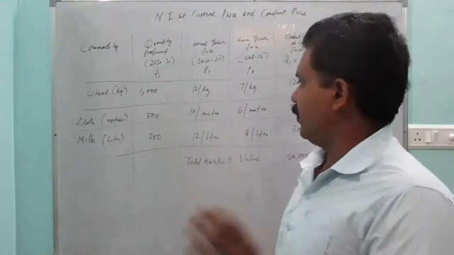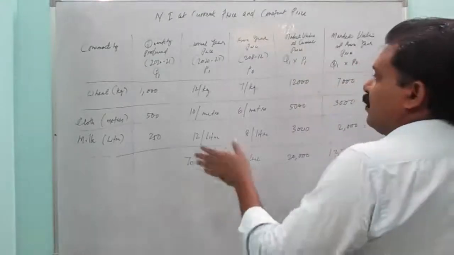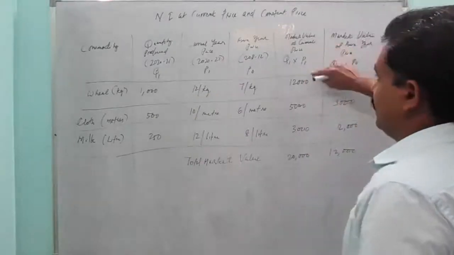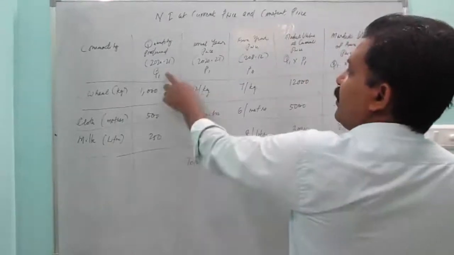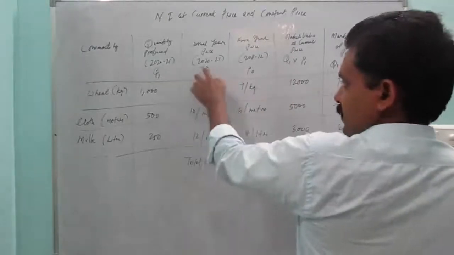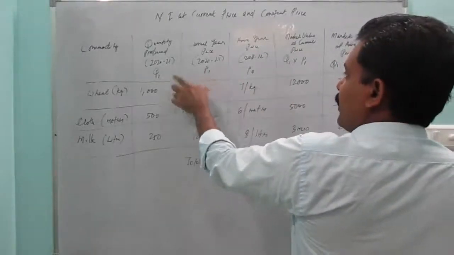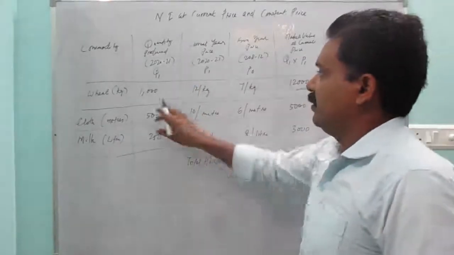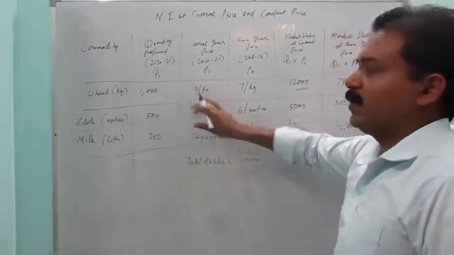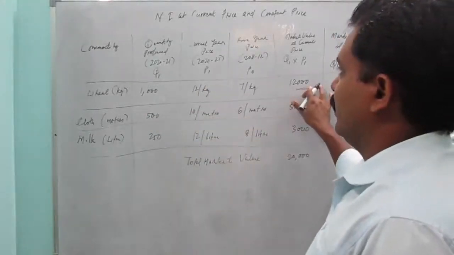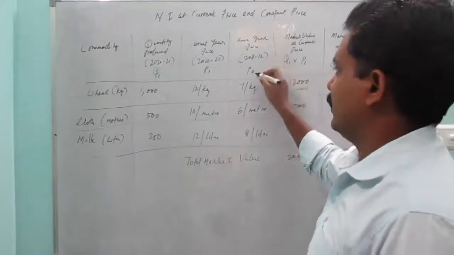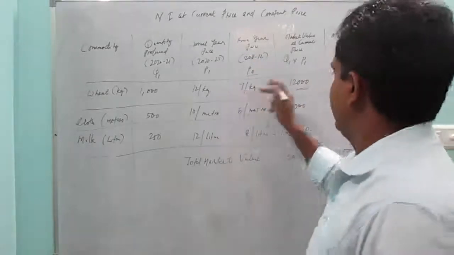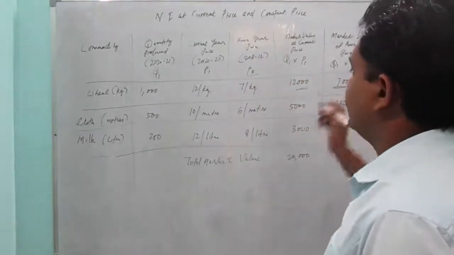Imagine 12 per kg. Then the market value at current price, that is Q1 into P1, the value of output at current year price, will come to 12,000. Suppose we are taking our base year, that is P0, base year price 2011, it was only 7 per kg. So the value would be just 7,000.